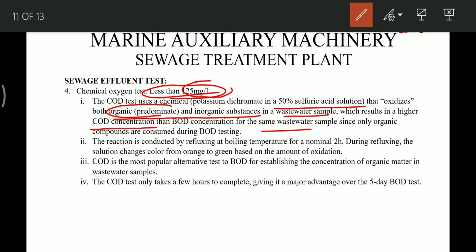The reaction is conducted by refluxing at boiling temperature for a minimum of 2 hours. During refluxing, the solution changes color from orange to green based on the amount of oxidation. So basically the change in color shows the amount of oxidation. COD is the most popular alternative test for BOD, as I already told you. One advantage of this test is, as the BOD test is carried out in 5 to 20 days, this test takes a few hours to complete, so it gives a major advantage over BOD.